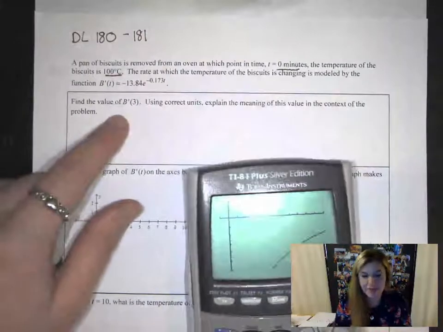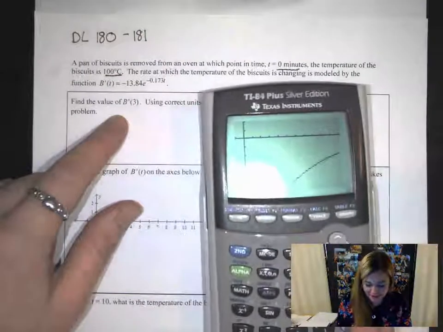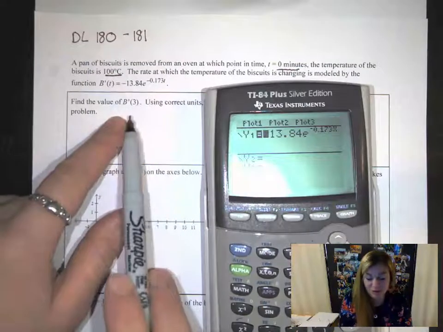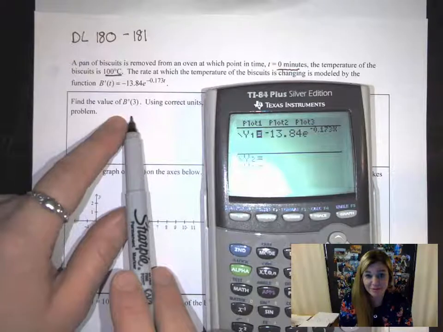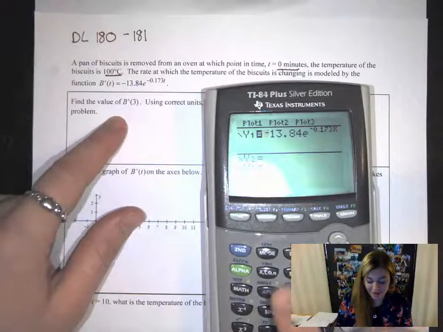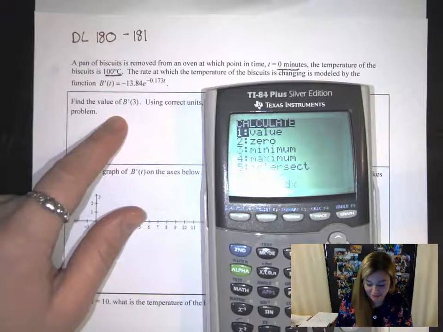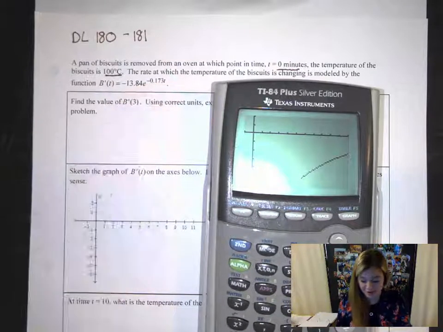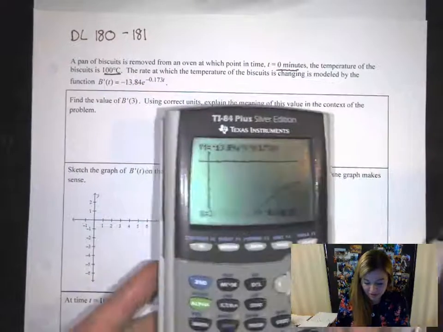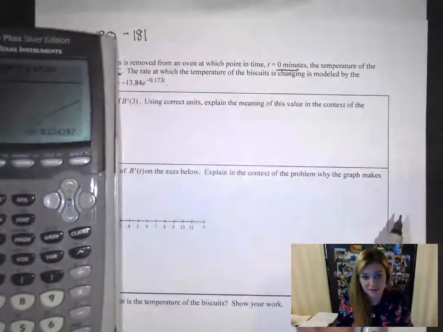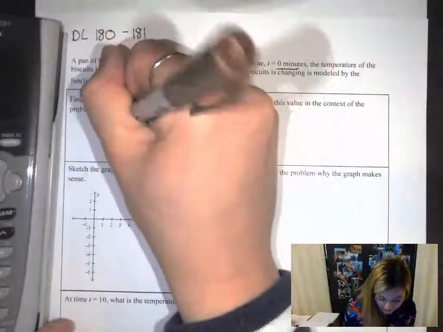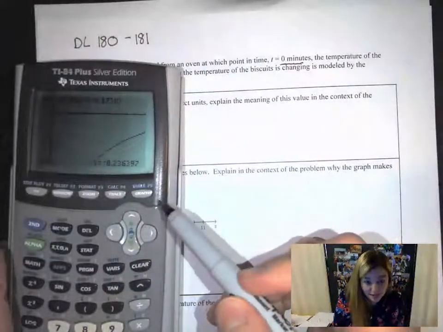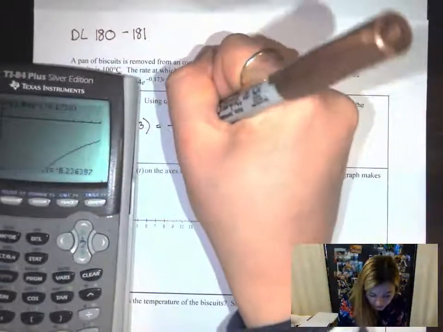So if this asks me to find the value of b prime of 3, this is the graph. If we went back here, this is the graph of b prime. So when it asks you b prime of 3, what do you think you do? We're going to do second, calculate the value, because this is just the function value at 3. Or you could go to the home screen and put in 3 anytime you saw a t. B prime of 3 is this value down here, negative 8.236.